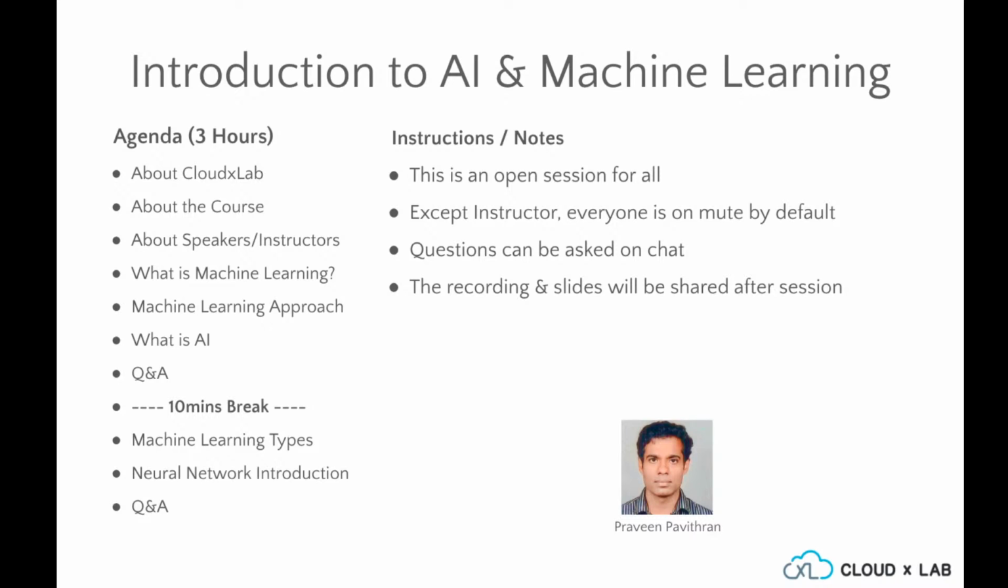We will regularly have Q&A sessions. We'll keep answering the questions as they come. We will have a short break somewhere midway. It's a water break for you, for me, for everyone. After that we'll continue again, and we'll have a little more discussion on machine learning types. We will then discuss what are neural networks and what is AI, and how neural networks today power AI.